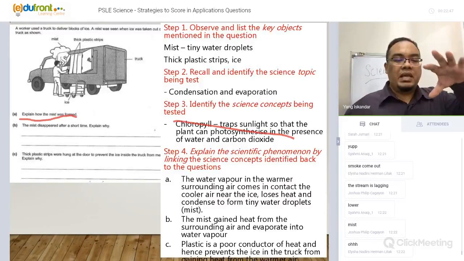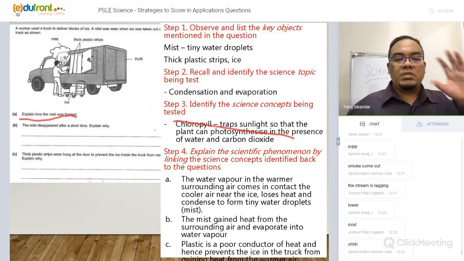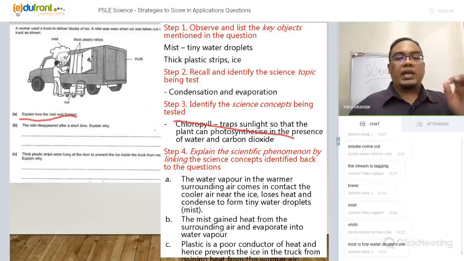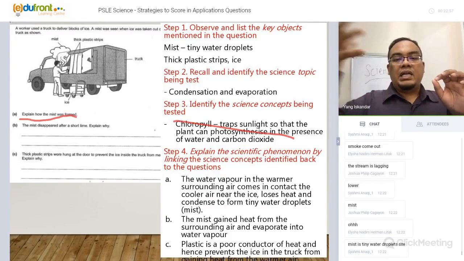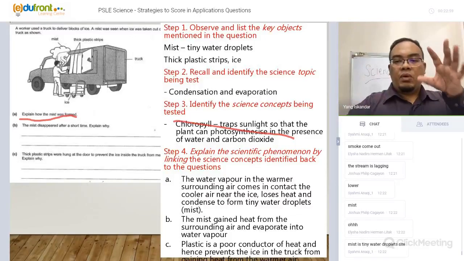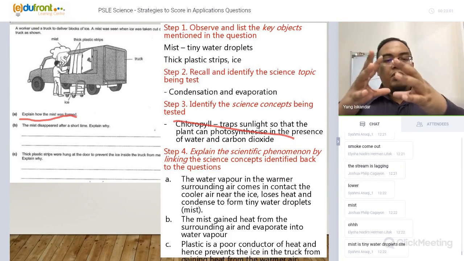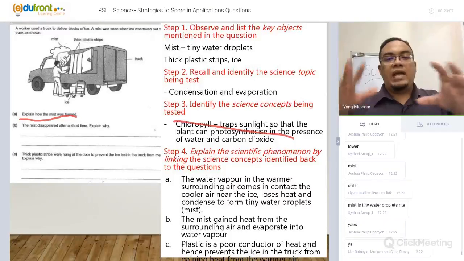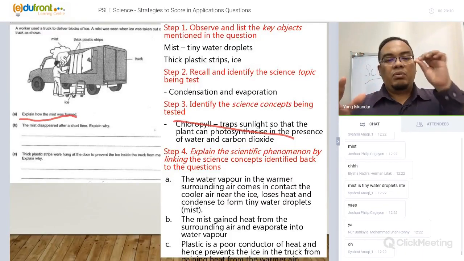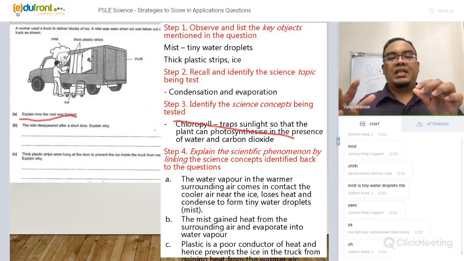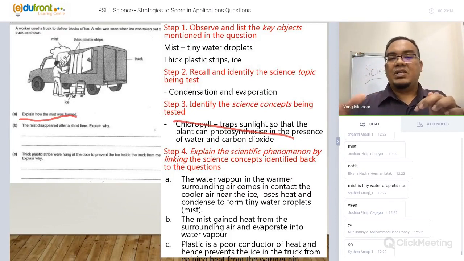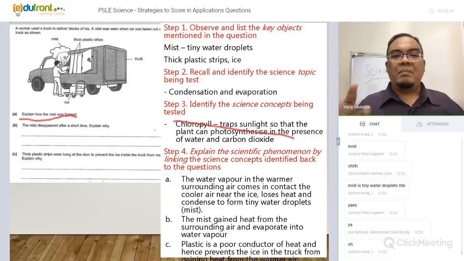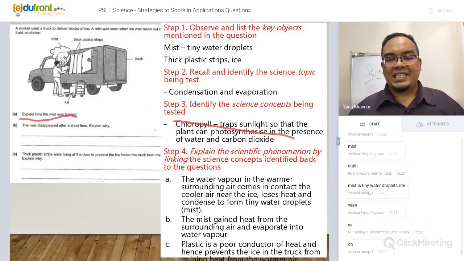Remember the warm surrounding air contains water vapor, right? So when you open the door of the truck, the cooler air comes out, and when the warm air and the cold air meet, there will be transfer of heat. The heat transfers from the warmer air to the cooler air. So the water vapor in the warmer air will lose heat to the cooler air, right? So what happens when the water vapor loses heat? It will condense to form tiny water droplets.